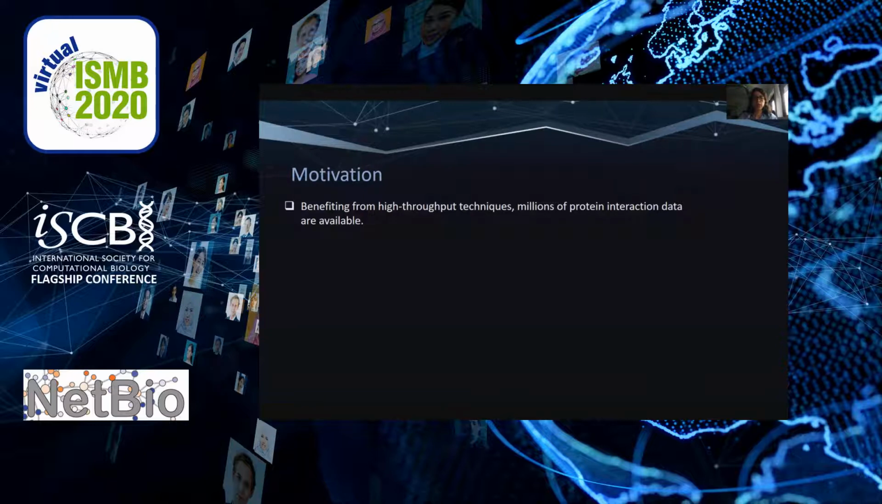Today many relational data can be mapped into network structures. One of them is biological data. And thanks to high-throughput techniques, millions of protein-protein interaction data are available today. To analyze these protein interactions, we should use computational methods, such as clustering, which is also known as community detection.